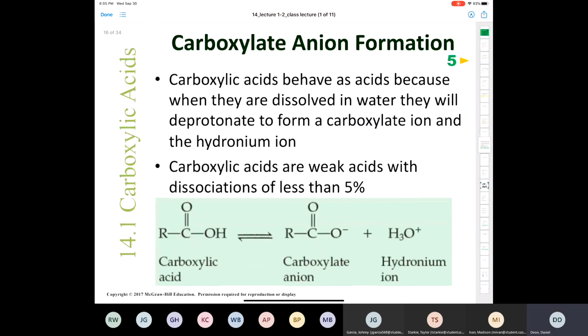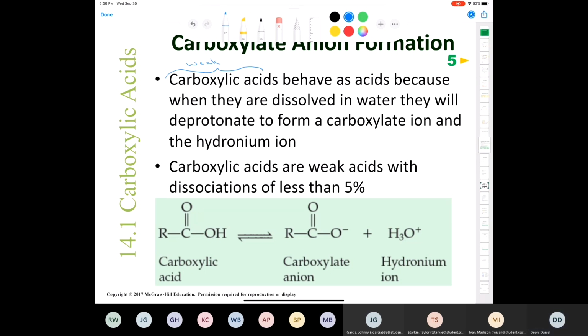Now, what about carboxylate anion formation? Well, remember, a carboxylic acid is an acid. It's not a strong acid, but it is an acid. And we could even put that in here: carboxylic acids are weak acids. But why are they considered acids? Well, what's an acid? An acid is a proton donor. And it says here, when a carboxylic acid is dissolved in water, it's going to deprotonate to form a carboxylate ion and a hydronium ion. It says here that carboxylic acids are weak acids with dissociations of less than 5%.